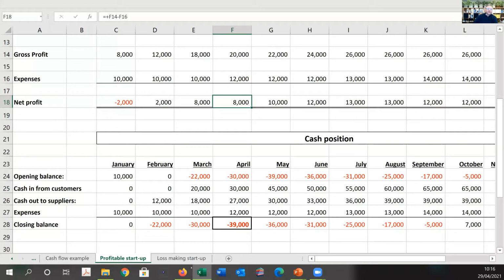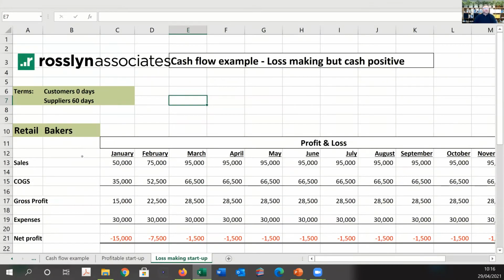Let's look at one of his customers, which is making a loss. So this is a retail baker. Now, he doesn't give any credit to his customers, they pay straight away. And his supplier, the wholesaler, is giving them 60 days. So in January, it's 50,000 sales, gross profit of 15, 30,000 expenses, net loss of £15,000. I won't go through them all again, but you can see he's making a loss every month.